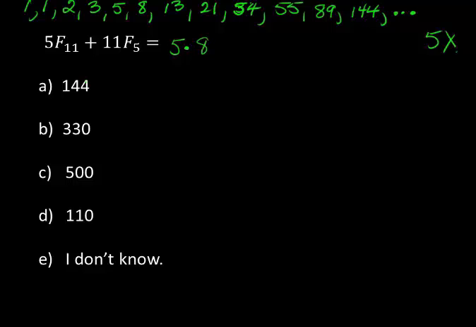5 times 89 plus 11 times F5 is 5. 5 is the 5th Fibonacci. So you can multiply that out by hand or on your calculator and you'll get 500. So this is equal to 500 and we pick choice C.